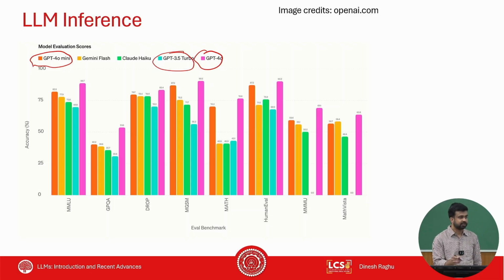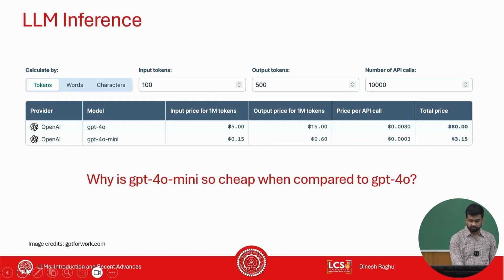GPT 3.5. But if you see the inference cost that you'll have to pay, you will end up paying a lot more for GPT 3.5 Turbo than GPT-4o mini, right? Even now. So this is a website called GPT for Work, where if you give them the number of tokens in the input, the number of tokens that you expect the model to have in the output, and how many times you'll end up calling this again and again, it will give you an estimate of how much money you will end up spending, right?